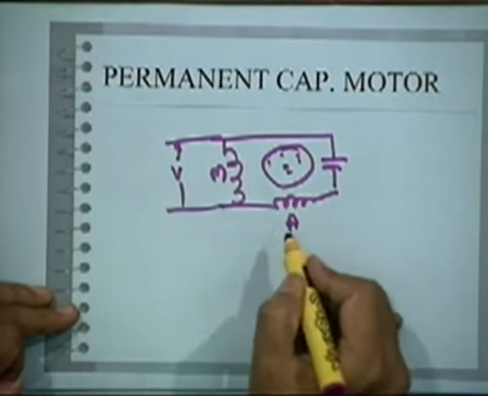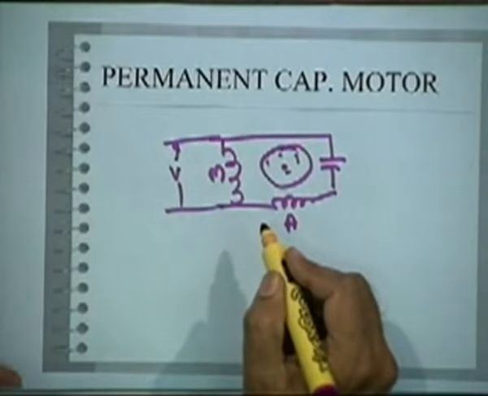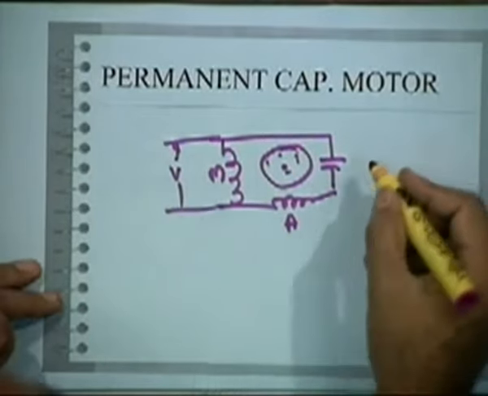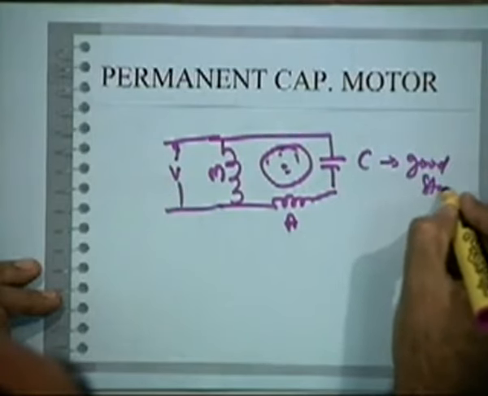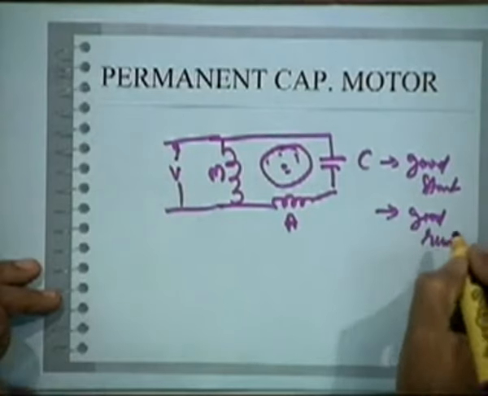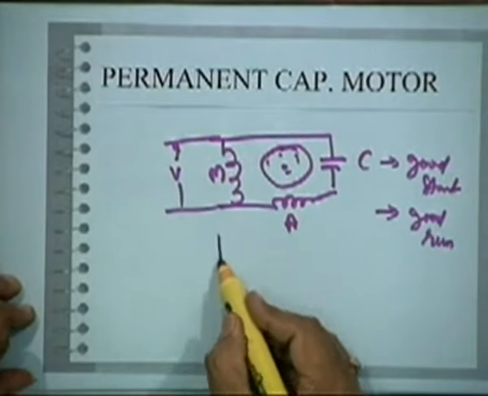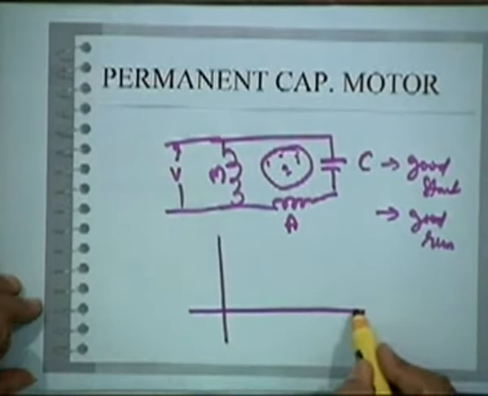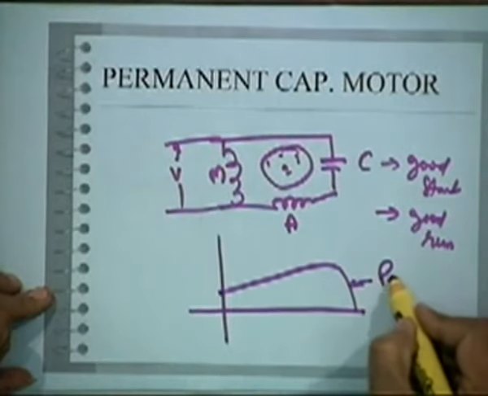Now you adjust the permanent capacitor in such a way that it gives a good starting torque and a good running torque. So C must give a good start and also a reasonably good run. There is a compromise. A capacitor which gives good starting torque need not be the one which gives good running torque. Therefore it has a characteristic maybe something like this. This is called a permanent capacitor.